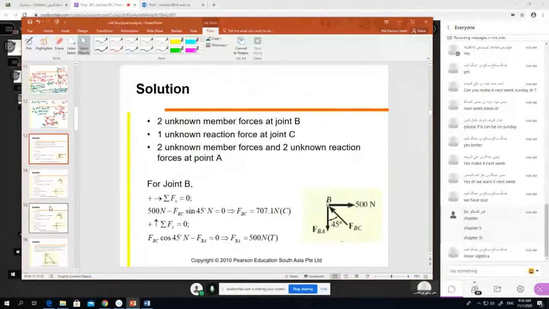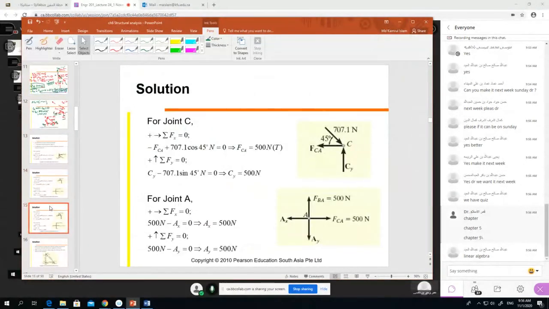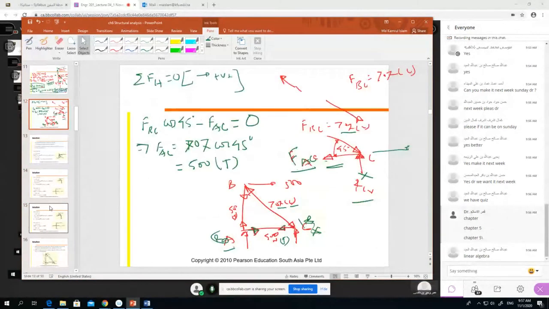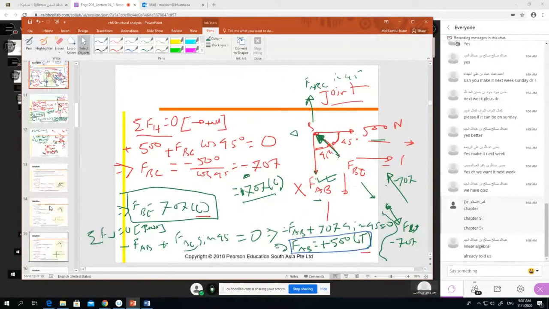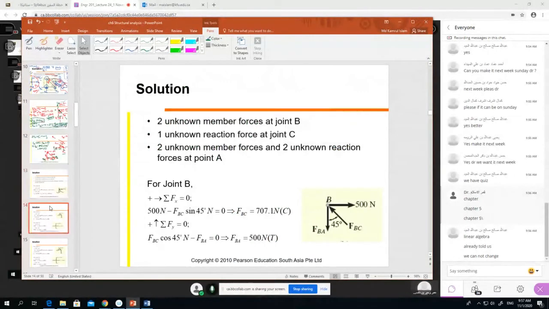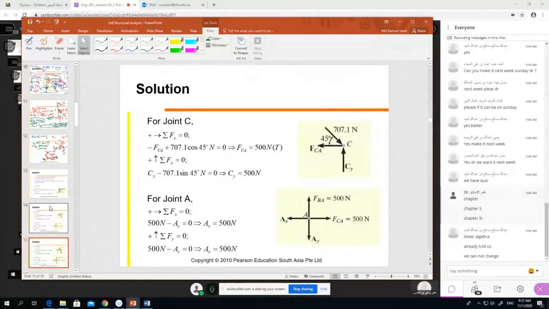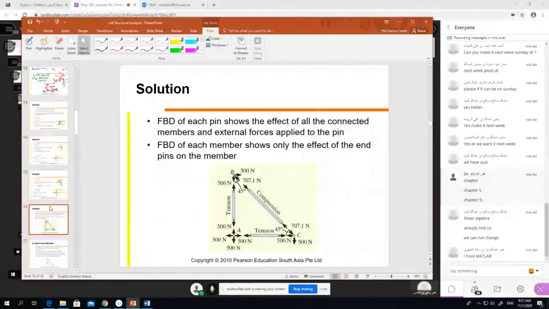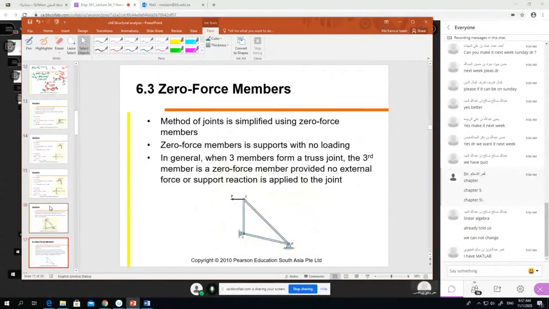Okay, let's start. Our problem is here, joint C. We got the result for joint C, from considering joint B and joint C. You already have the result, but if you want, you can also analyze joint A similarly. You can analyze joint A, but you got the answer already.